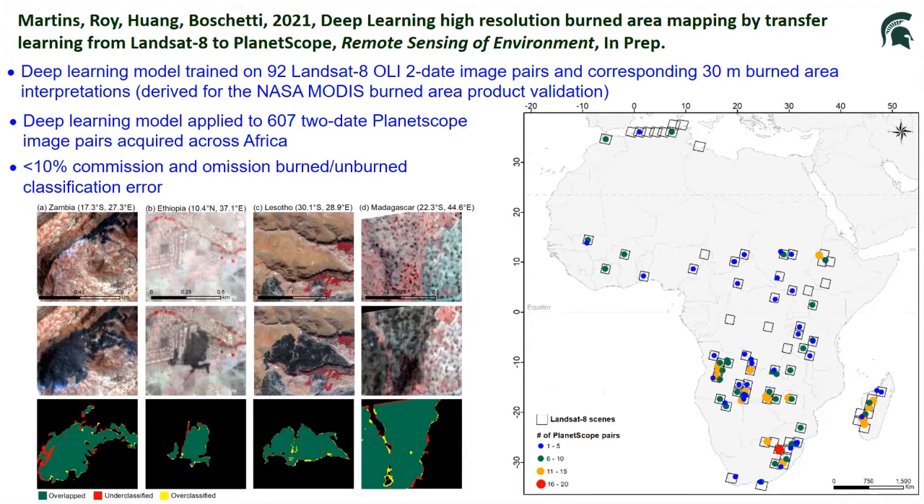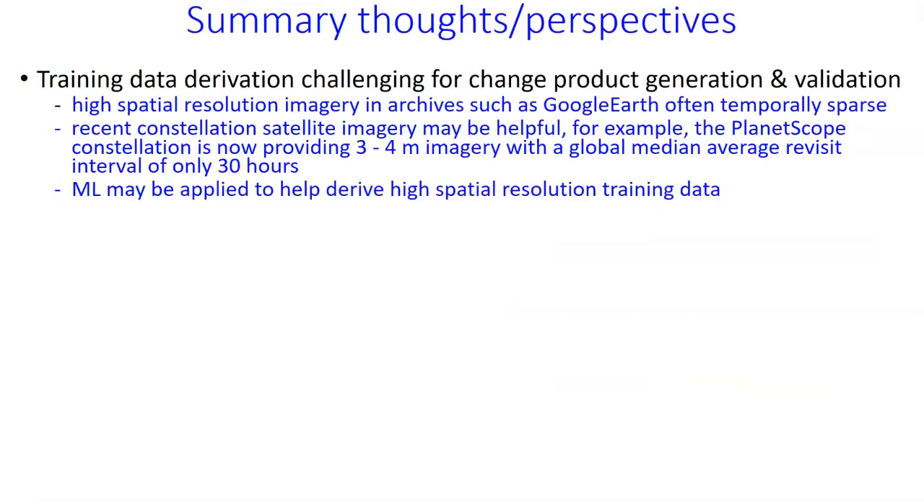The map on the right just shows the location of the PlanetScope pairs. There are multiple pairs through time. On the left are just some examples from left to right: Zambia, Ethiopia, Lesotho, Madagascar. And on the bottom is the classification result, where green means there's very good agreement between the classification and the training data, which was derived independently. In this case, to do the validation of the PlanetScope, we had to do it again. We had to do that manually. But we got less than 10% omission and commission error, which is awesome. Really quite surprising.